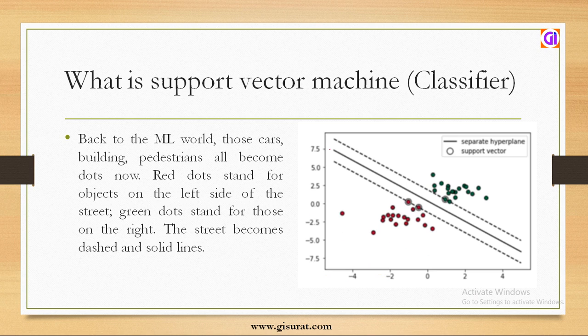So guys, this is our SVM, as we know. And this is the whole margin actually. Back to the ML world, those cars and buildings are nothing but dots: red dots and green dots. Now what about the road? The road becomes a dashed line and a solid line. What about the solid line? That solid line is nothing but the support vector machine. So we want to achieve this. We want to draw this. We want to separate our data by developing an SVM.